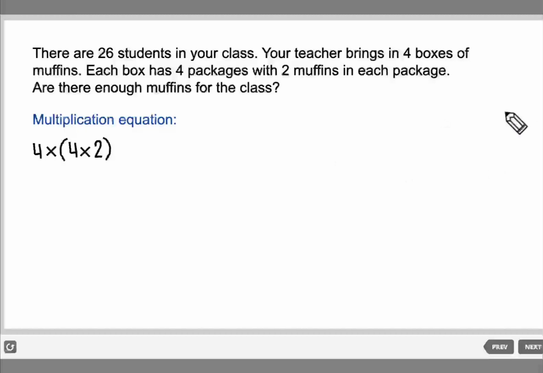Okay, my heroes, do you understand why we need to multiply 4 by 4 by 2? This is the number in each box. And this is the number of boxes. Okay, any problems? Any problems? Yes. Someone said yes. Roddy, what is your problem?